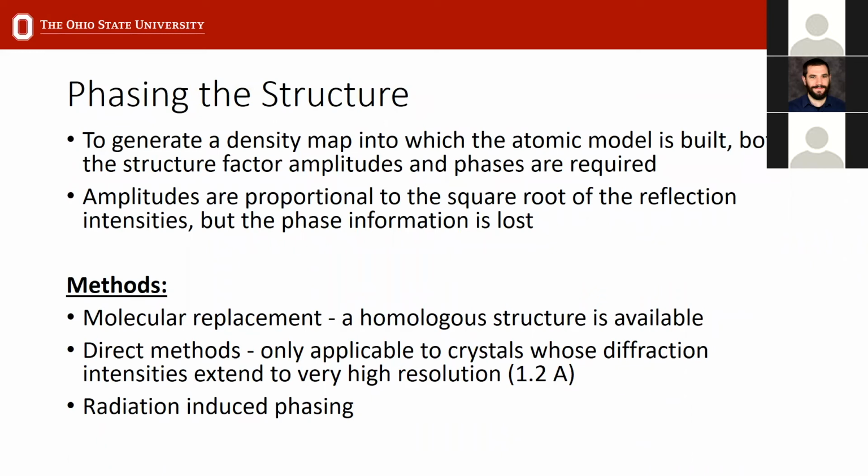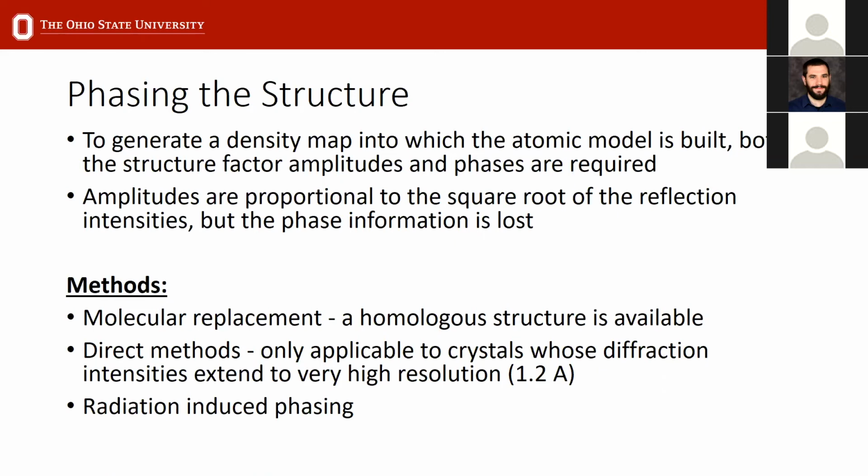So in order to generate a density map into which an atomic model is built, both the structure factor amplitudes and the phases are required. Now, the amplitudes are proportional to the square root of the reflection intensities, but due to our experiment, we lost the phase information. But there are methods that have been developed that we can use. One of them is molecular replacement.